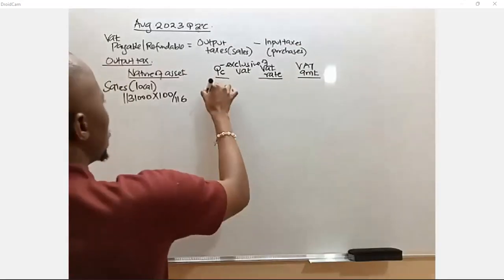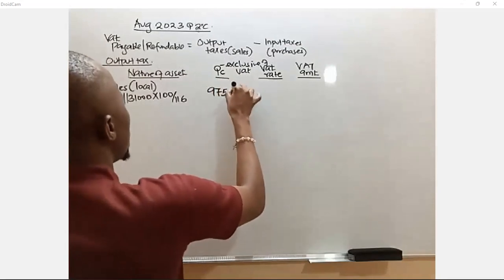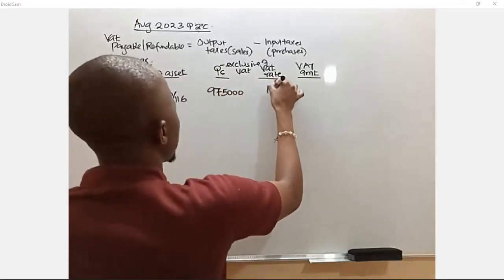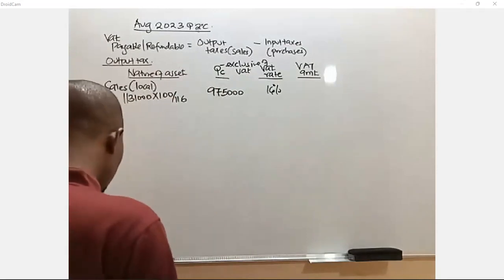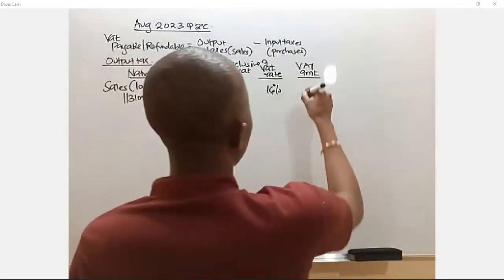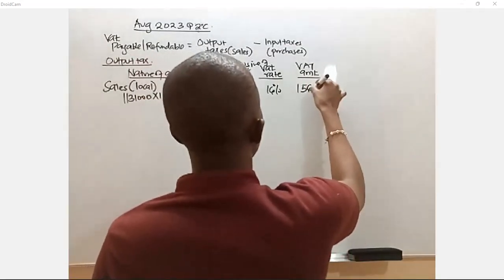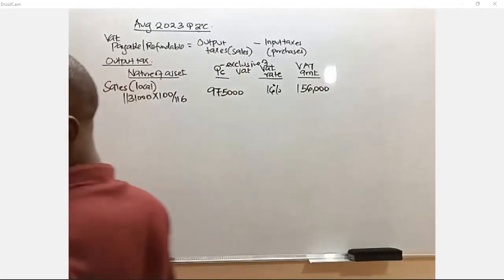975,000. Now we tax at the rate of 16%, times 0.16, getting 156,000. Do we have any other sales?